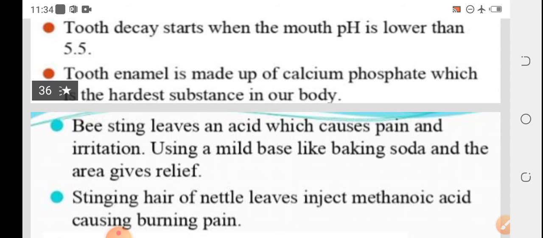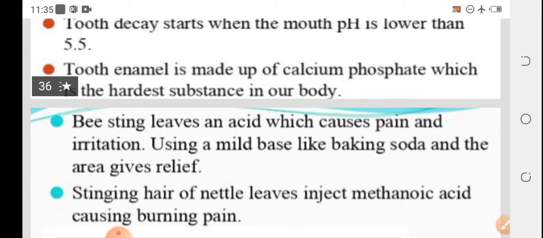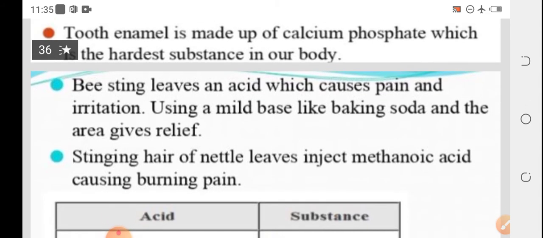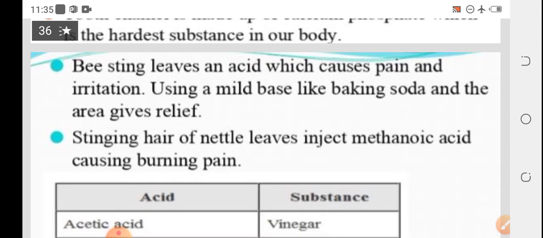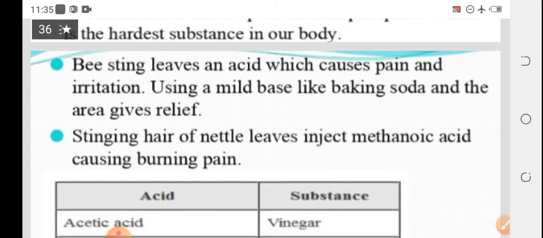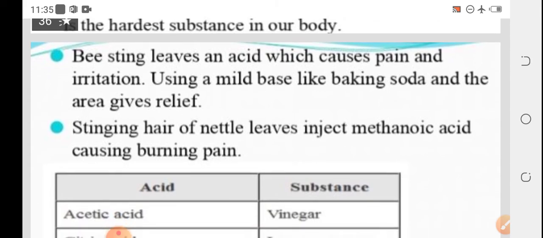A bee sting leaves an acid which causes pain and irritation. Using a mild base like baking soda will give relief. So this case we might have experienced. When a bee sting leaves an acid which causes pain and irritation, using baking soda we can get relief. The stinging hair of a nettle injects methanoic acid, causing a burning pain.